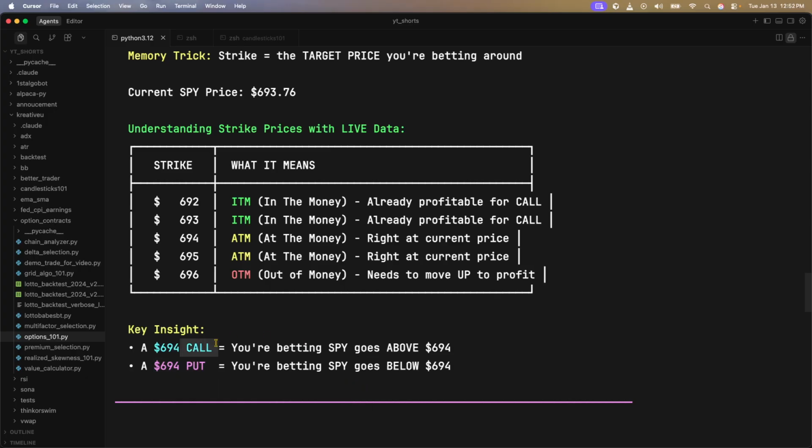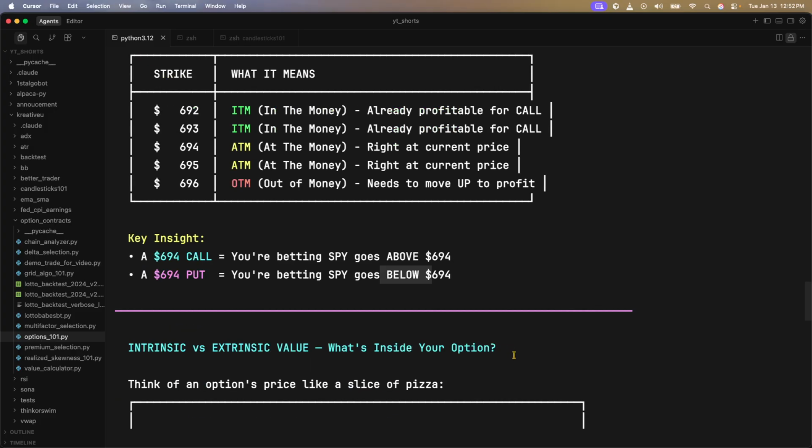If we're getting a 694 put contract, we're betting SPY goes below 694, right? So with a call, we're bullish on the market. We think that the market is going to go up, so that would make sense that we want it to go above, right? A put is we're bearish on the market. We think that the market is going to go down. So again, that would make sense why we want it to be below the current price.